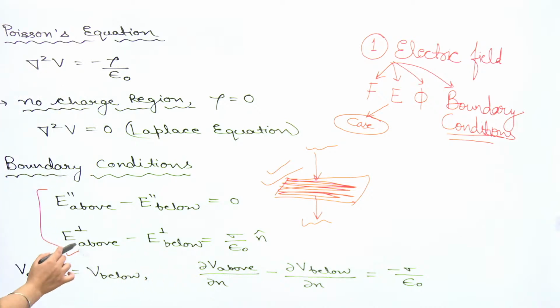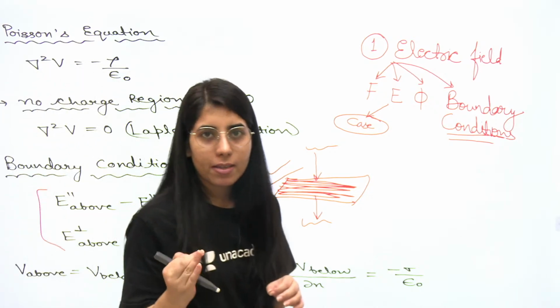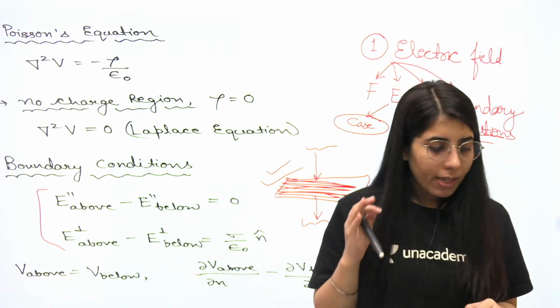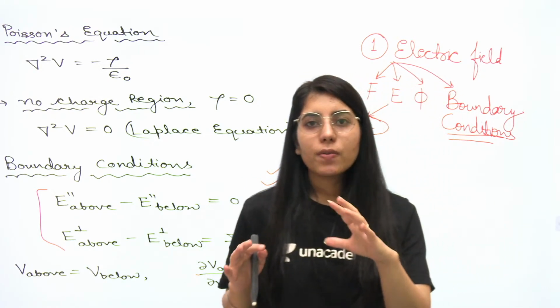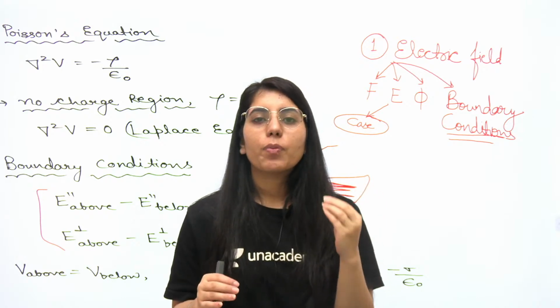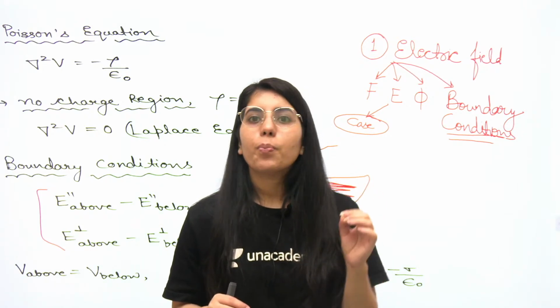But let me tell you one more thing here. If you observe and analyze the previous year questions from the CSIR NET exam or the GATE exam, you will find that the questions related to the boundary condition which have been asked have mostly been related to the continuous components.